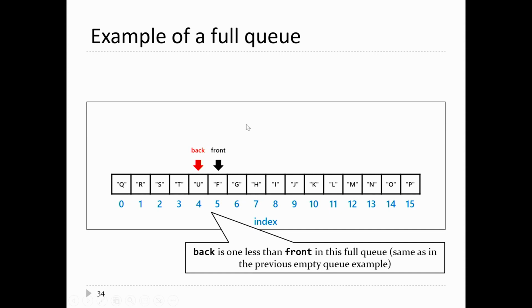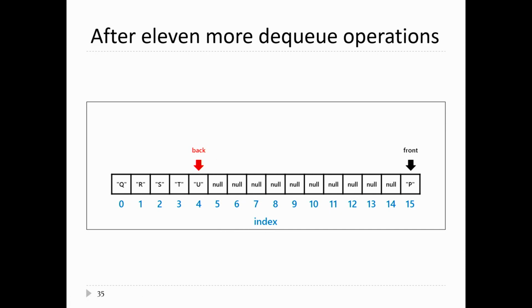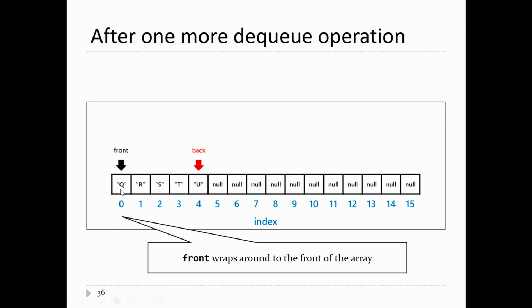Okay, so what happens to front? If you start to dequeue the queue, then eventually front reaches the end element of the array. If you dequeue again, front is going to fall off the end of the array and show back up at the front of the array. So front also wraps around. So you're going to have to implement this wrapping around when you are implementing dequeue and enqueue.